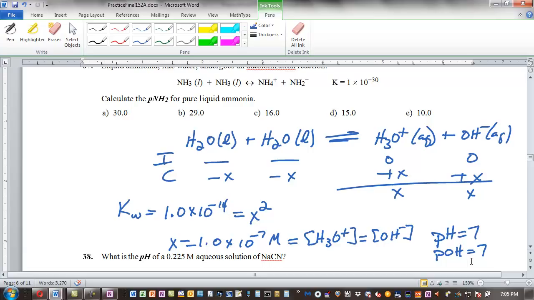Where did your reactants go? Because once you consider weak acid, weak base, you have the X squared, so that's products. Well, the reactants are both liquids, so they don't go into the expression. Okay, liquids and solids do not go into the expression.